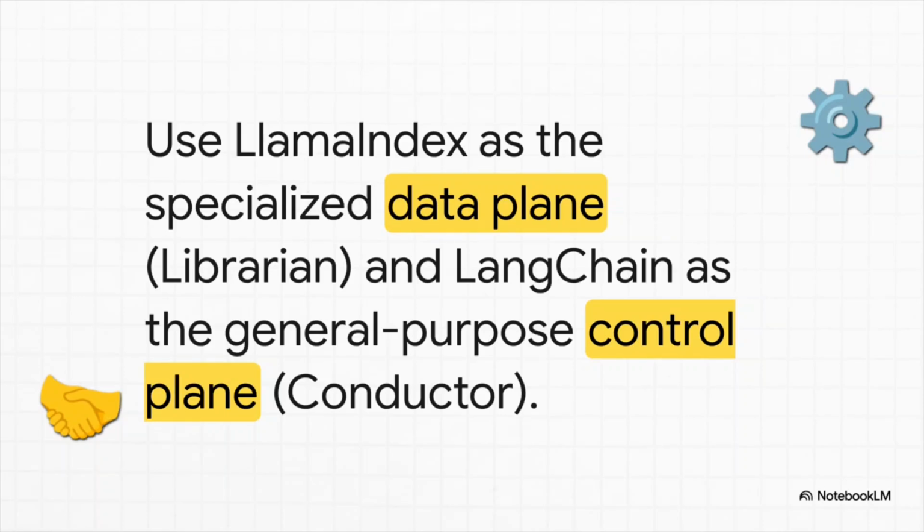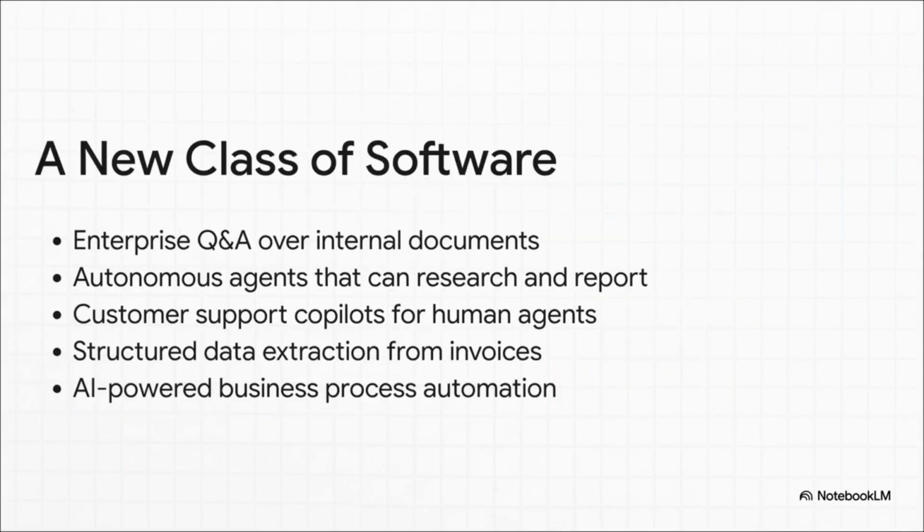They use the Librarian, LlamaIndex, to be the expert on all the data, and they use the Conductor, LangChain, to manage the big picture logic and all the actions. It's an incredibly powerful combo. This pattern has unlocked a whole new class of software. I'm talking about things like custom Q&A bots that know everything about your company's internal documents, autonomous agents that can go out and do research for you, co-pilots that help customer service agents answer questions in real time, even systems that automate really complex business processes.